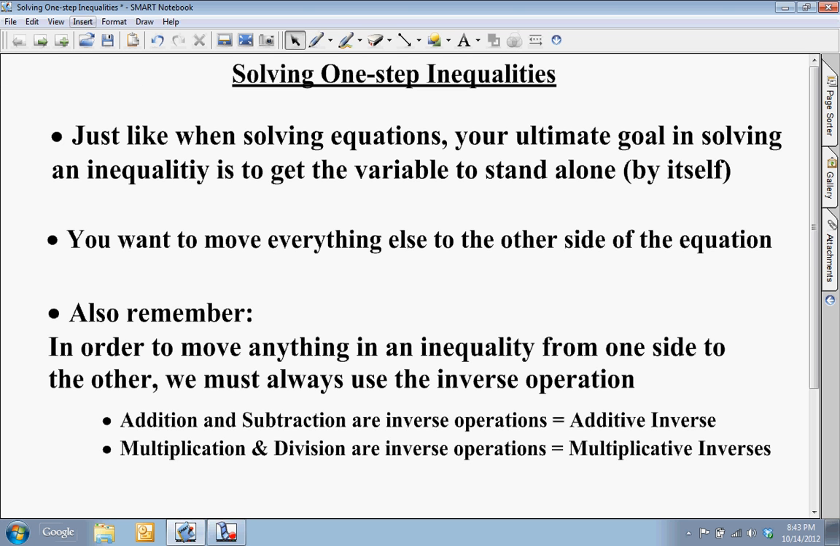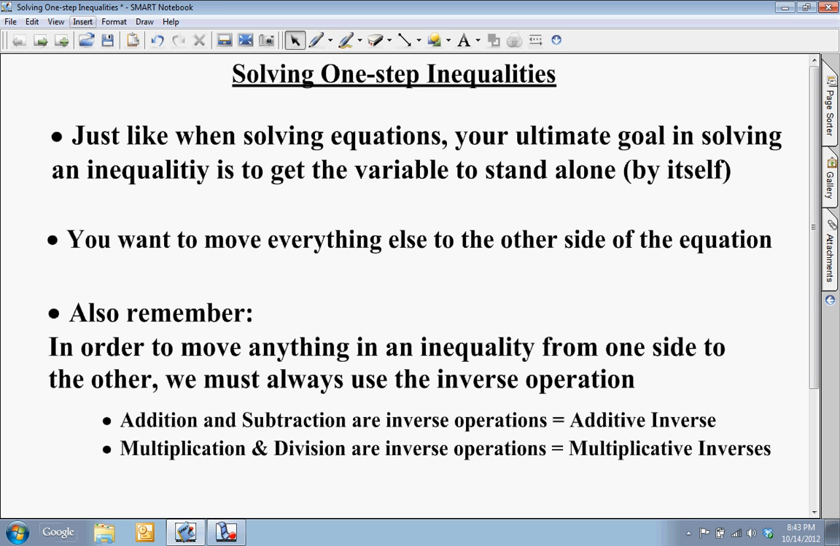If you remember back to your lesson on solving equations, our ultimate goal in solving that equation was to get the variable to stand alone. That goal still holds today when we talk about solving inequalities. You want to move everything else to the other side of the equation, away from the variable.